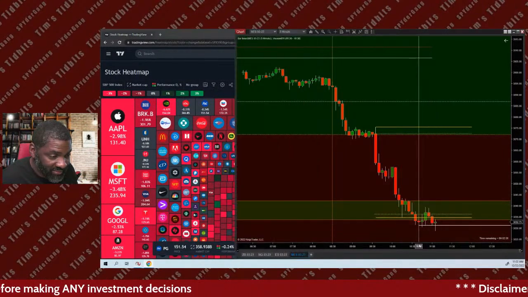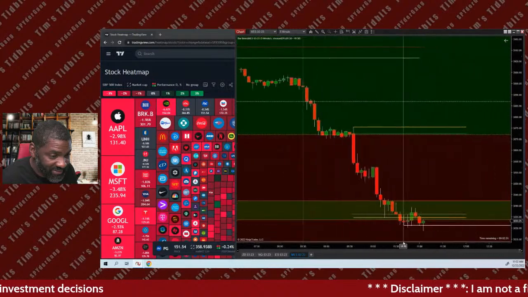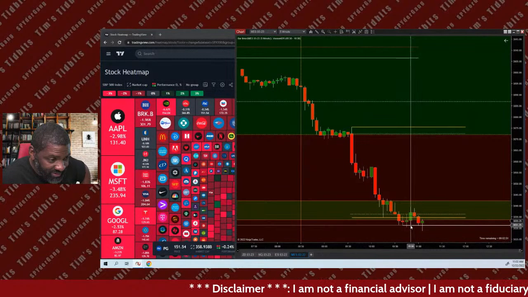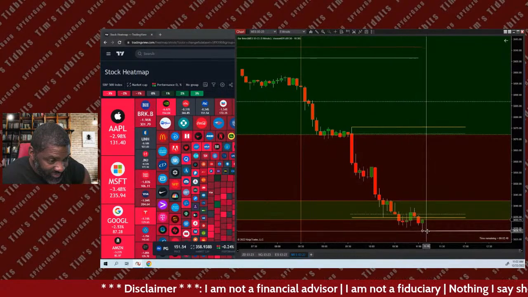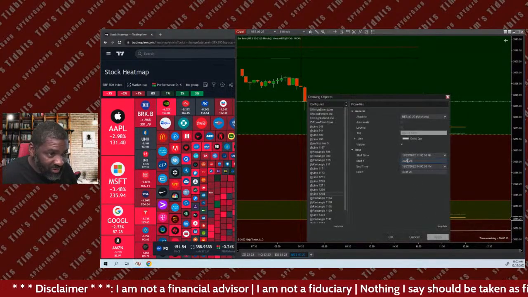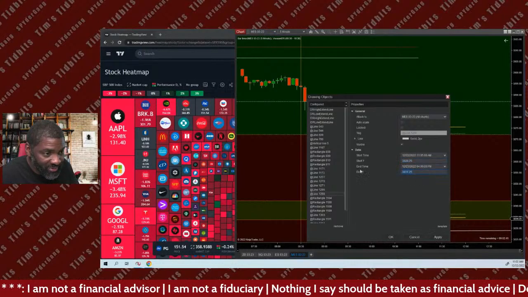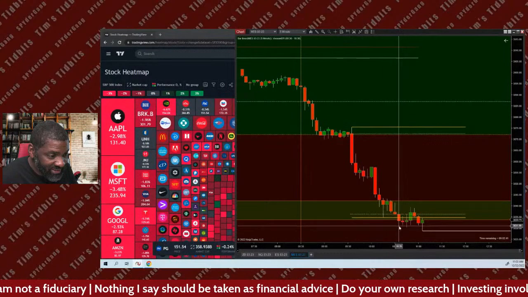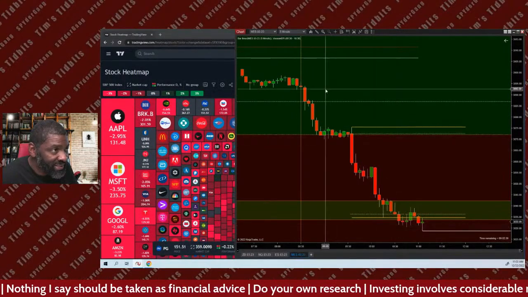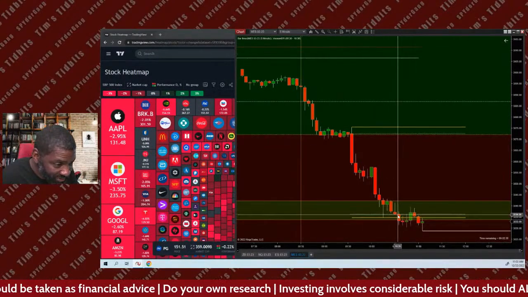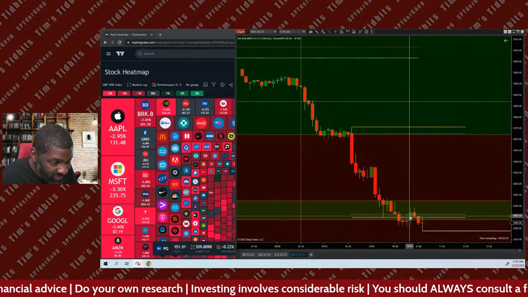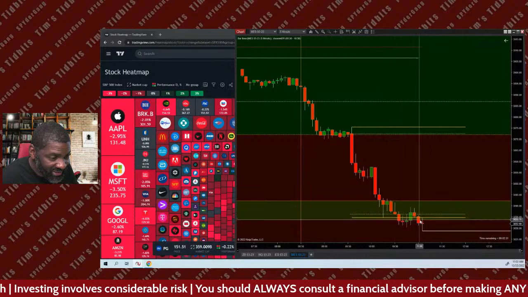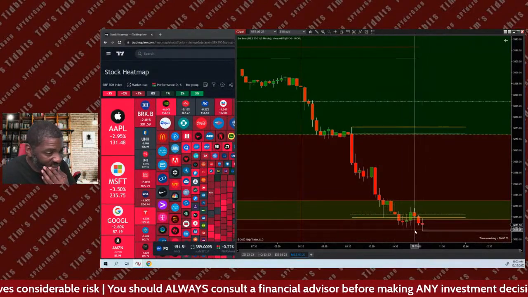Starting to consolidate right here, just consolidating around the DR bottom. Slowly making lower and lower lows, but we went into a little consolidation range. We consolidated here for 5, 10, 15, 20, 25, 30. Now we're at 35 minutes, just consolidating at the bottom of the DR range.